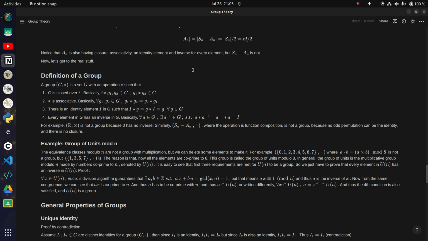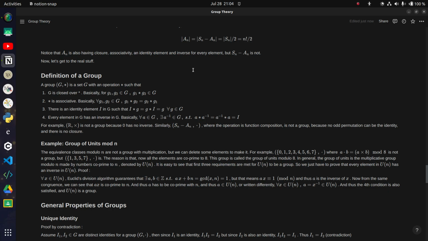It has associativity, of course. I mean, function composition always has associativity. There is an identity element because 1, of course, can be written as, how do I say this? Well, 1 has no transpositions, or 0 transpositions, so it's also even. So it's also in An.